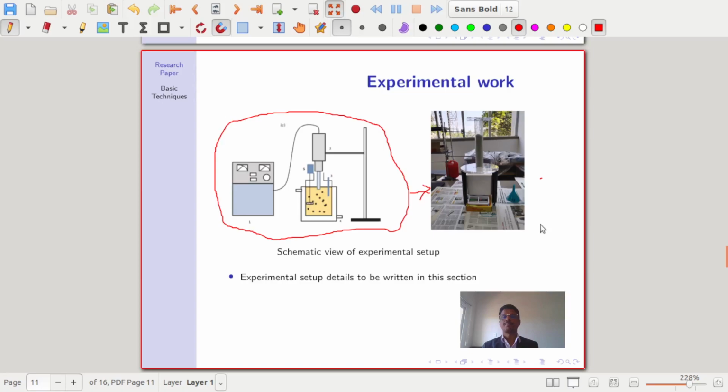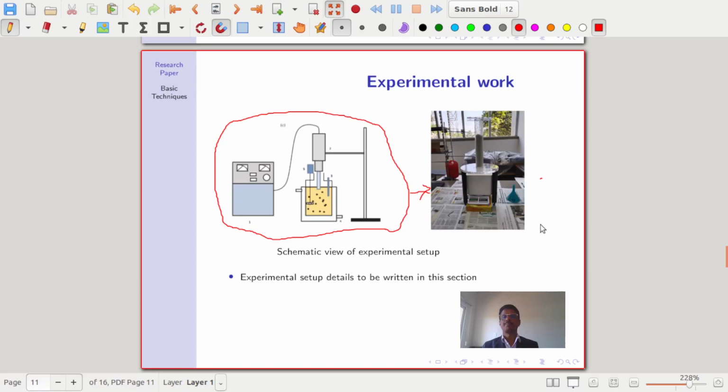Results and discussion. What are the different parameters you have studied? The various plots you should include in this, and the correct interpretation of the work carried out. The example is mentioned in the slides.